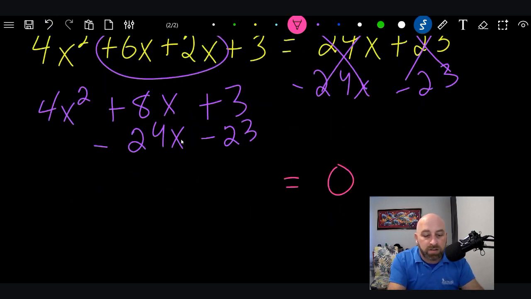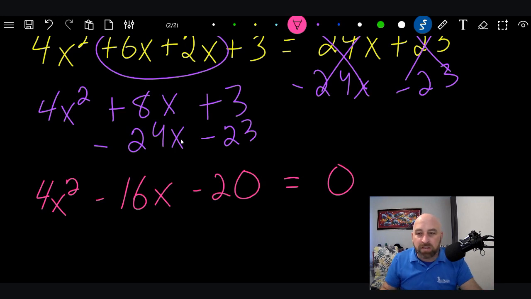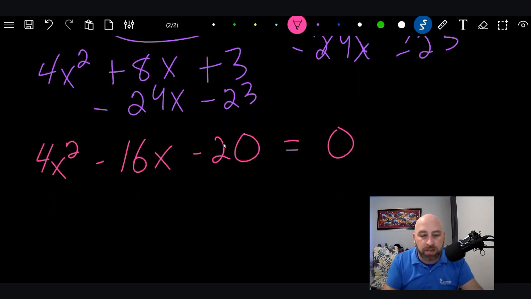Well, what's this going to be? That's going to be 4x squared because we didn't do anything with that one. What happens here? We subtract. What do you get? You get a minus 16x. And then what happens here? We get a minus 20. Well, now it's somewhat manageable. Okay, we got it into a manageable thing.